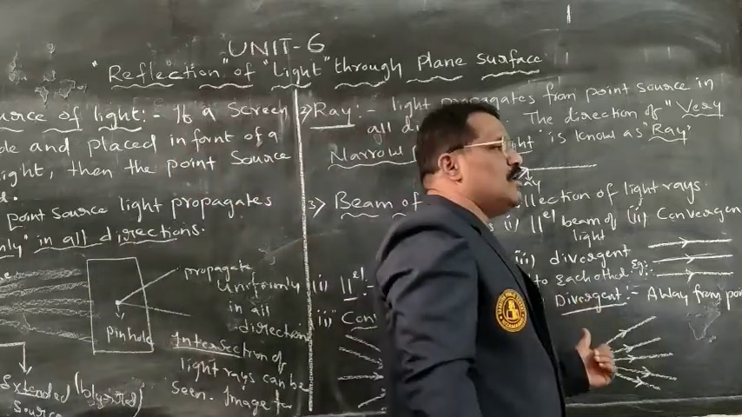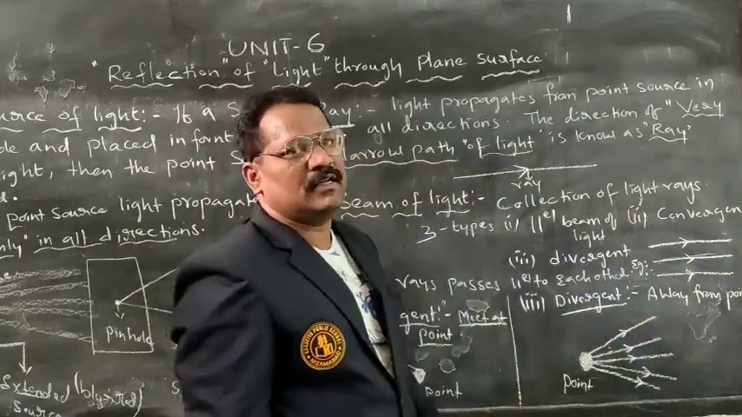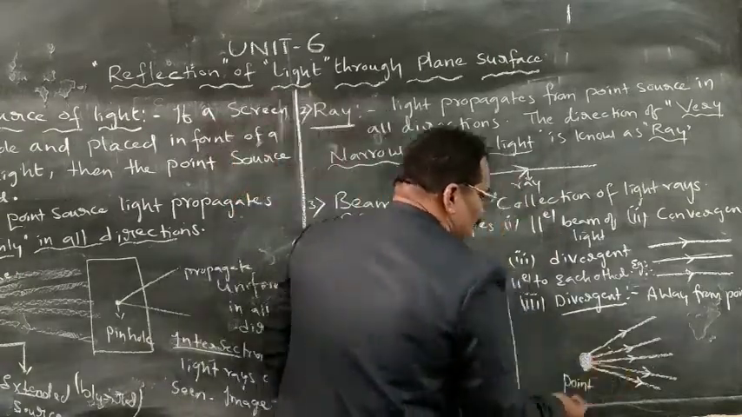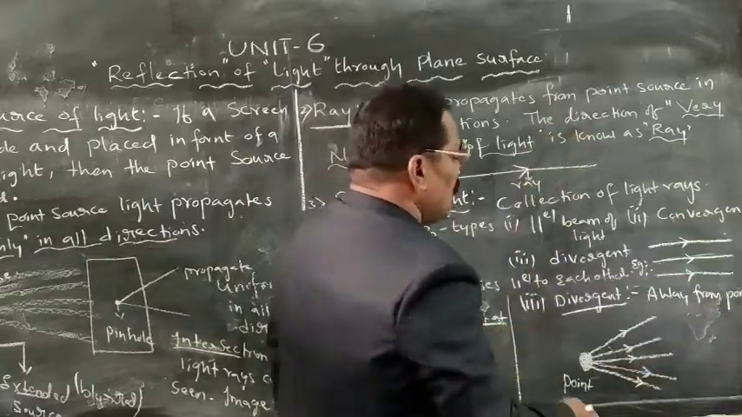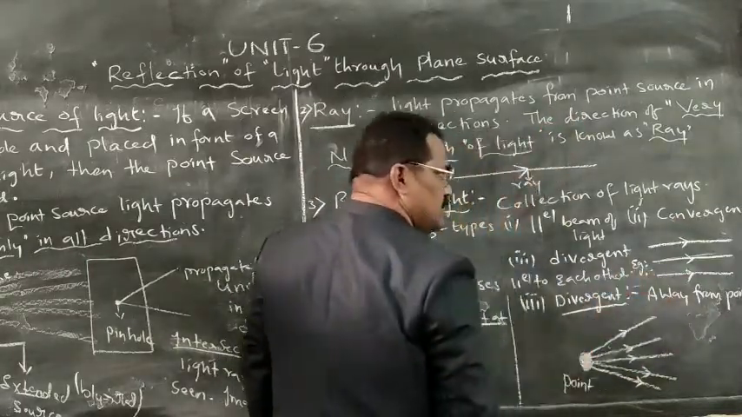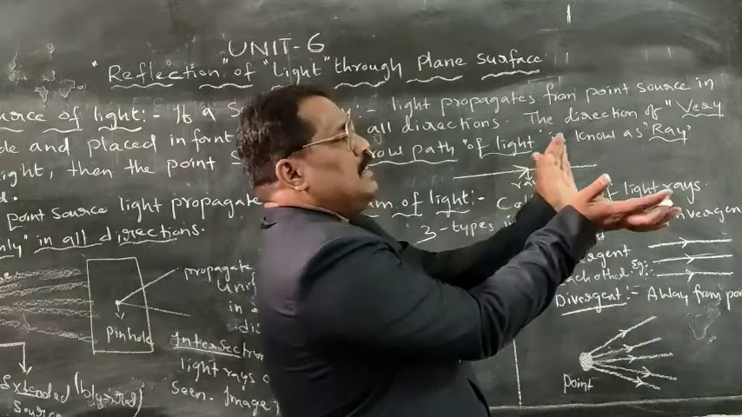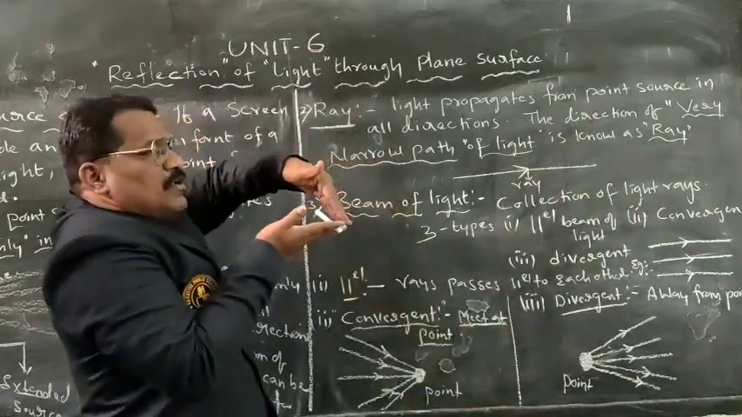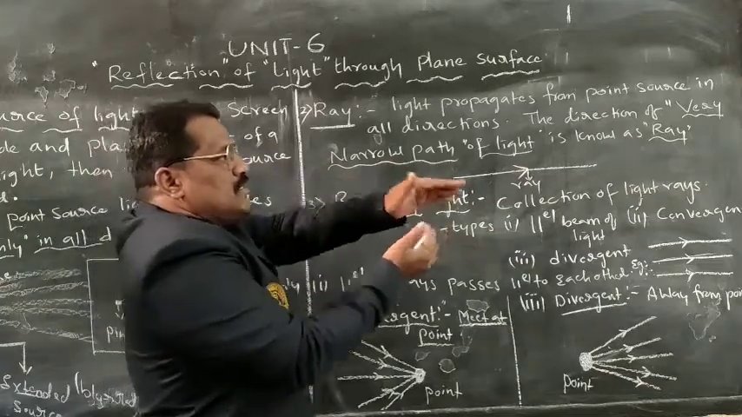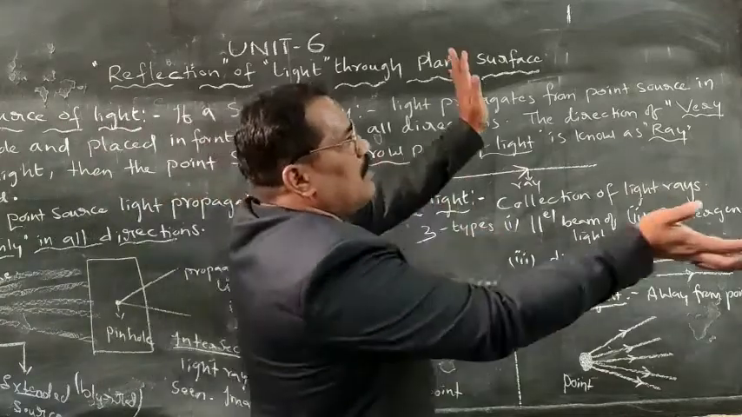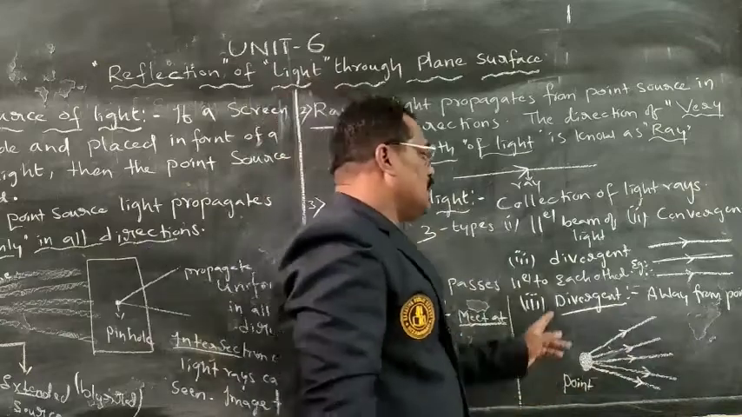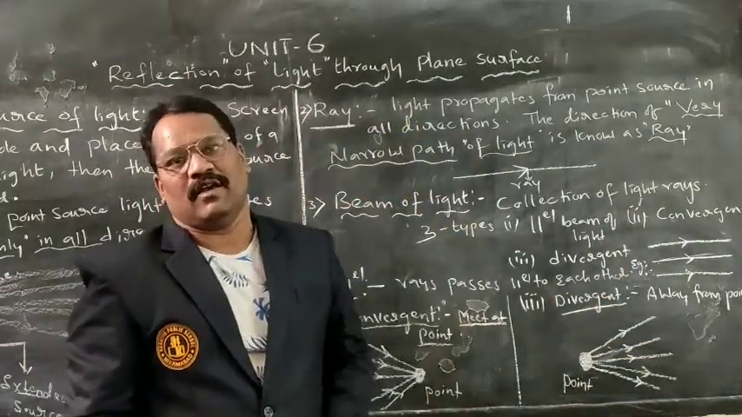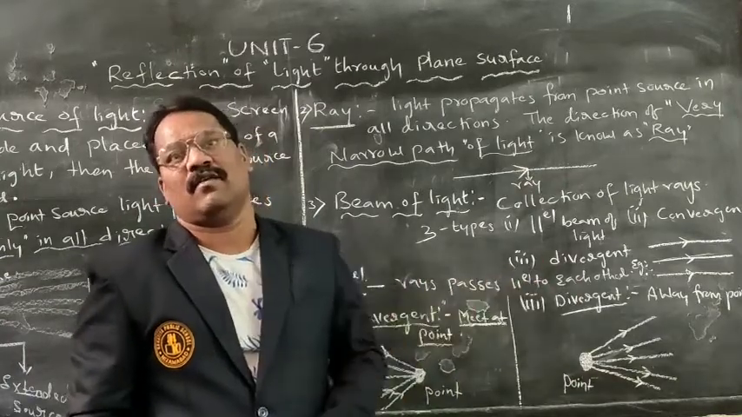Next one is the divergent beam of light. What is called a divergent beam of light? All the light rays are moving in such a direction that they move away from this particular point. In this direction the rays are moving, coming closer to each other through a point, passing through it. From the point, they split up in different directions. Those rays are called divergent rays, we can call it a divergent beam of rays.